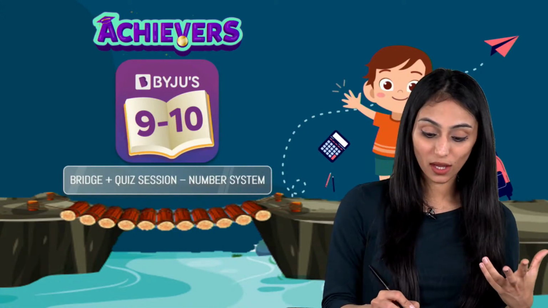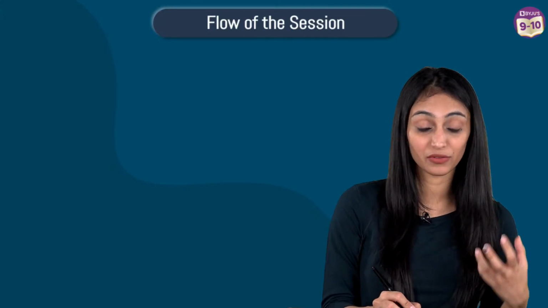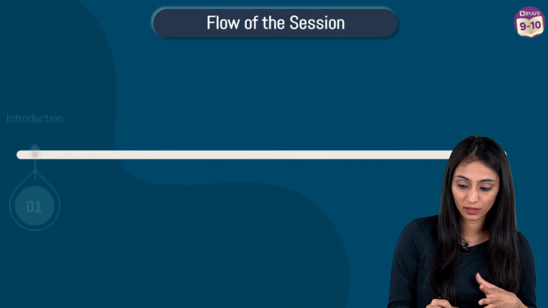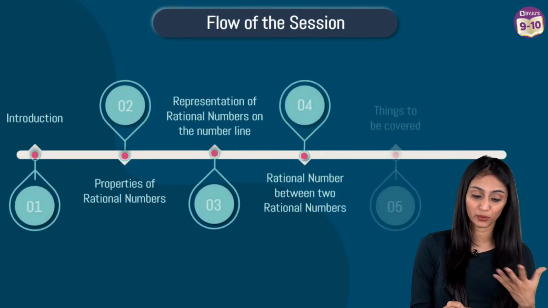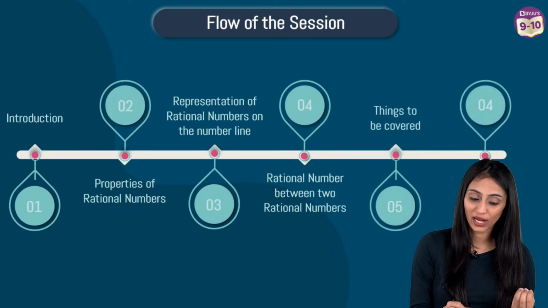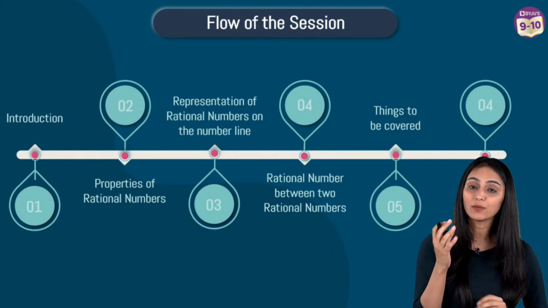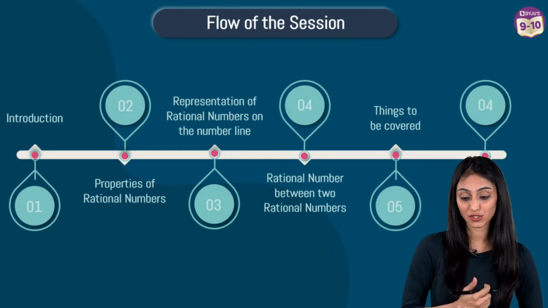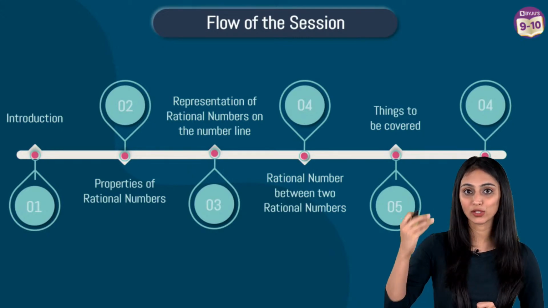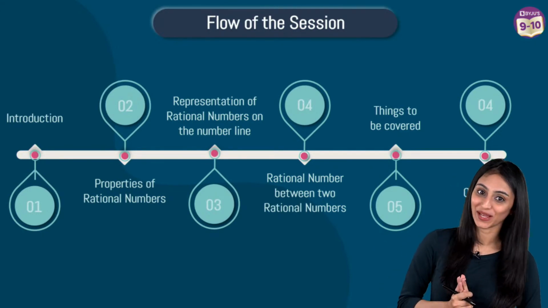Let me first show you what we are going to discuss today. So first is going to be a brief introduction about what you have learned in your previous grade, and there would be properties of rational numbers followed by the representation of rational numbers on the number line. Then we will be discussing how to find a rational number between two rational numbers, and what all things we are going to cover in grade 9th. And then after that we are going to have our quiz.